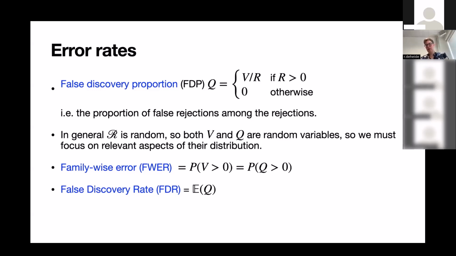And in general, the set of discoveries is random, so both V and Q are random variables. So we must focus on aspects of their distribution. And these are the two, I would say, most common paradigms in multiple testing. The family-wise error rate, which is the probability that we make any false discovery, so the probability that we reject a true null. And the false discovery rate, which is the expectation of the false discovery proportion.